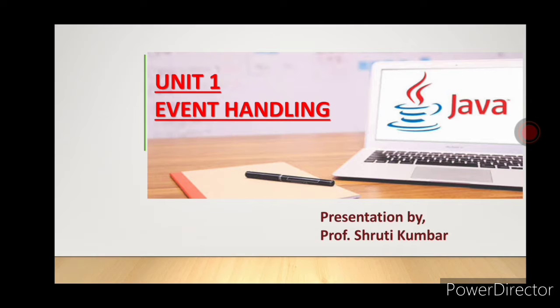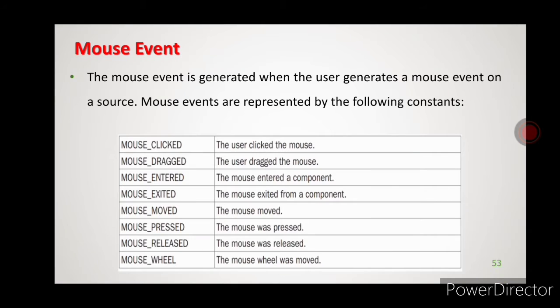It includes 3 buttons. Earlier, a mouse had 3 buttons. Nowadays the middle button is converted into a wheel. These are the events generated with the mouse, which we can call mouse events.